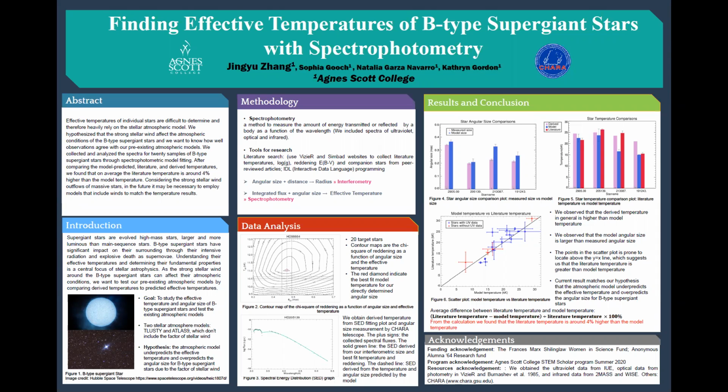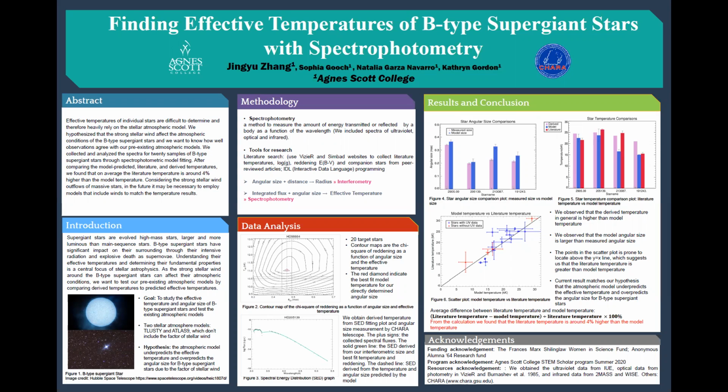The method we use is called spectrophotometry, which measures the amount of energy transmitted or reflected by the star as a function of wavelength. We collected the data for UV, optical, and infrared spectra from the Astronomy Open Resource website, SIMBAD, and VizieR. We also collected the stellar atmospheric parameters such as effective temperature, log g, reddening parameter E(B-V), and the star companions from peer-reviewed articles.